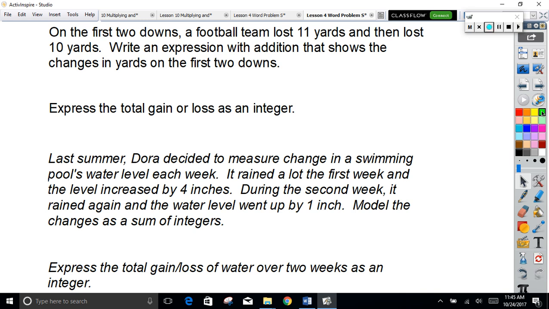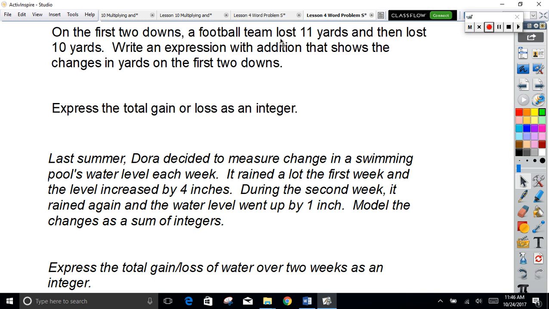I was going to use green for Hornets, but I don't know if this will show up, but we'll try it. Lauren, how could I write an equation for that? Positive 11. Well, not positive. It says that a football team lost 11 yards. So if they lost 11 yards, what would that be? Negative 11. So negative 11 plus what?